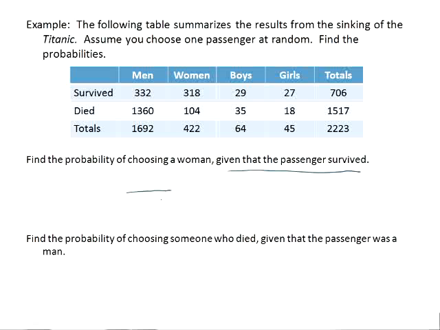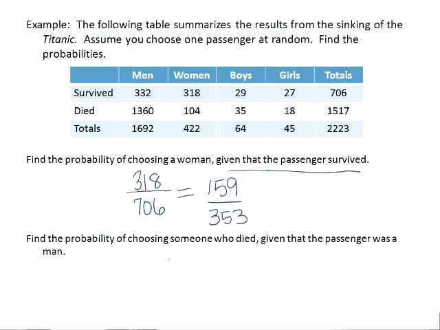So how many passengers survived? 706 goes in the denominator. Now of those 706 passengers, how many were women? That's the 318. Remember, the 318 is the overlap between the woman column and the survivor row. So this reduces to 159 divided by 353.